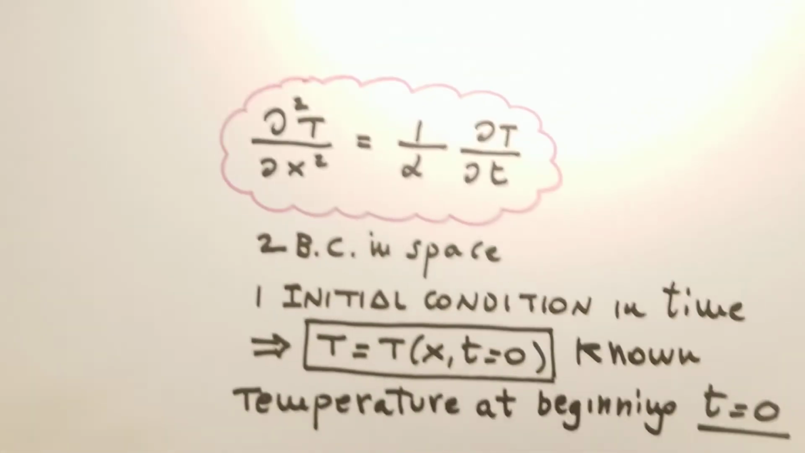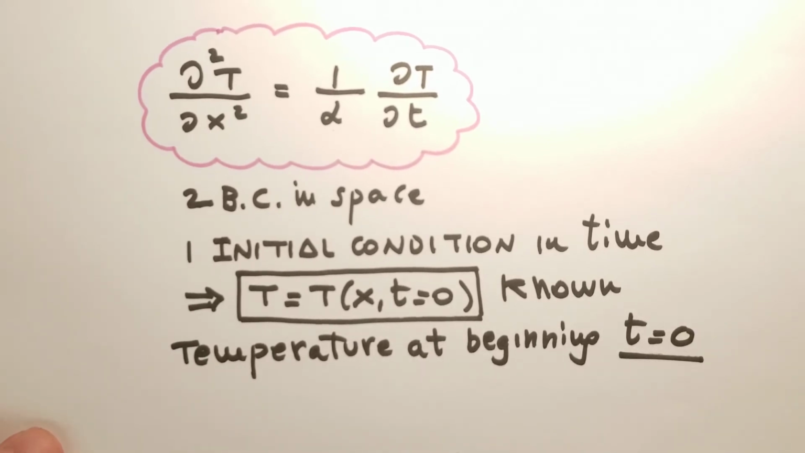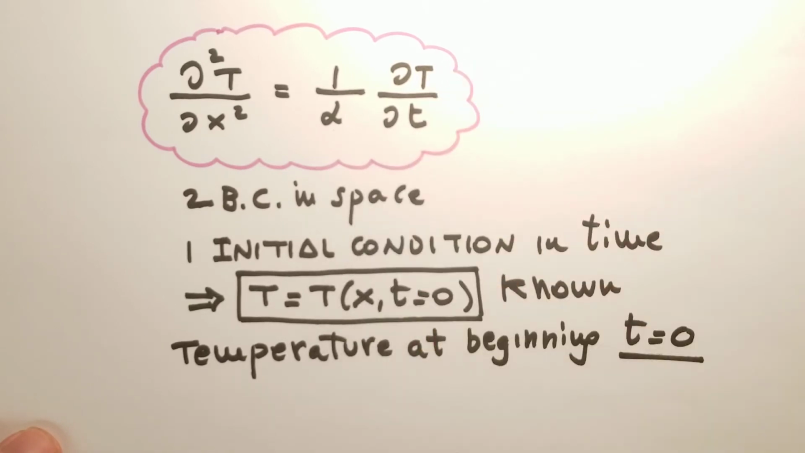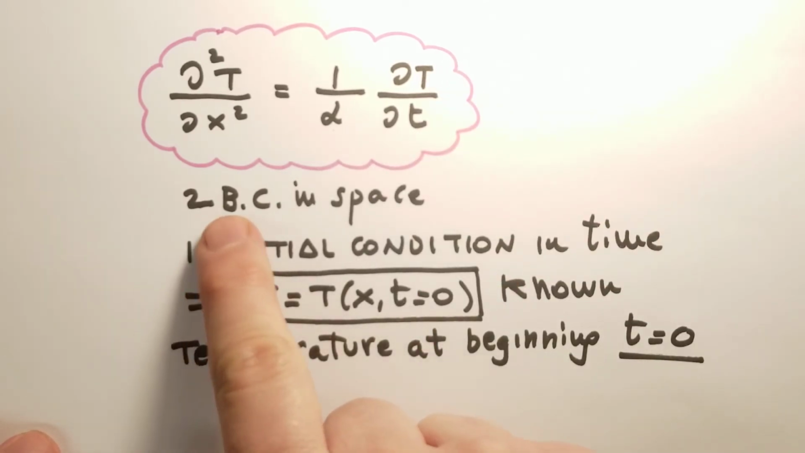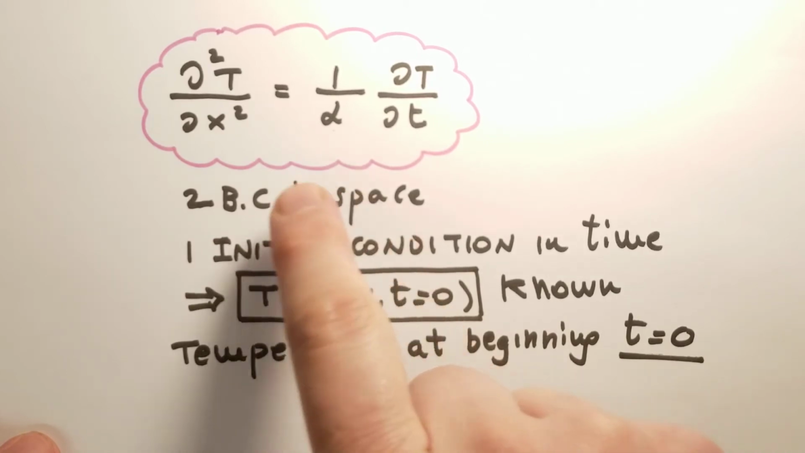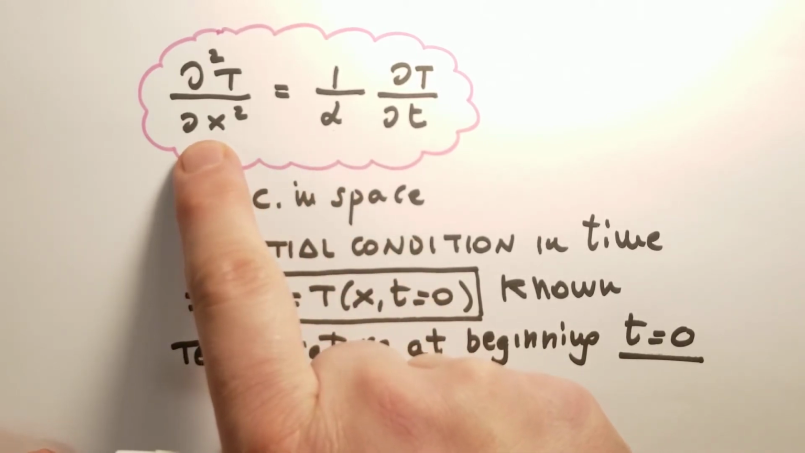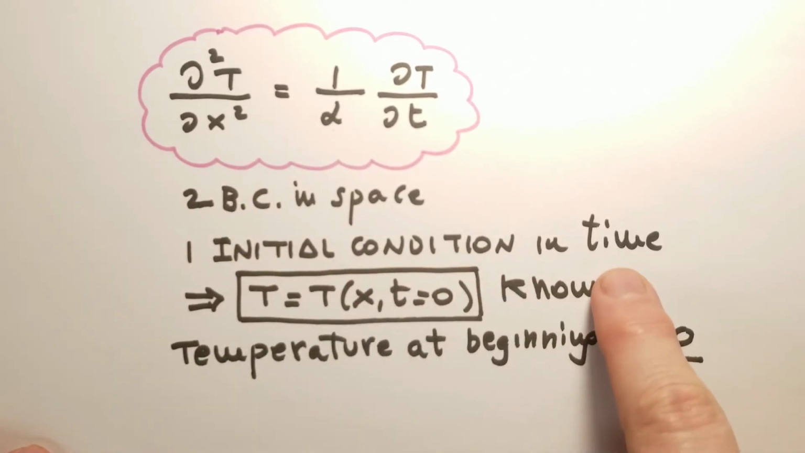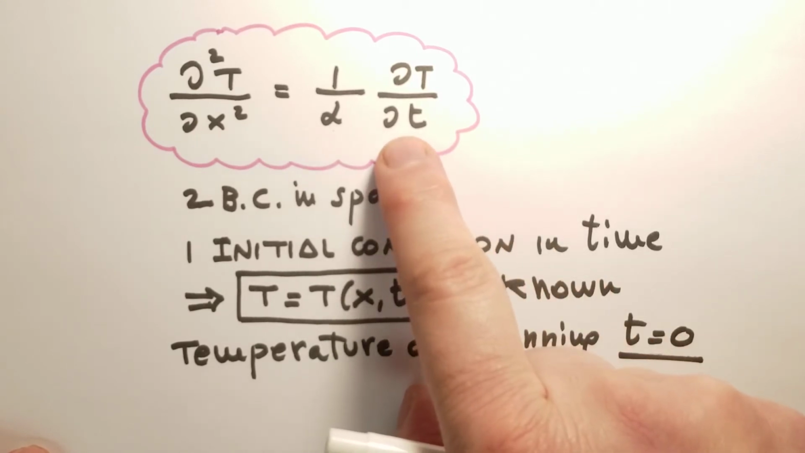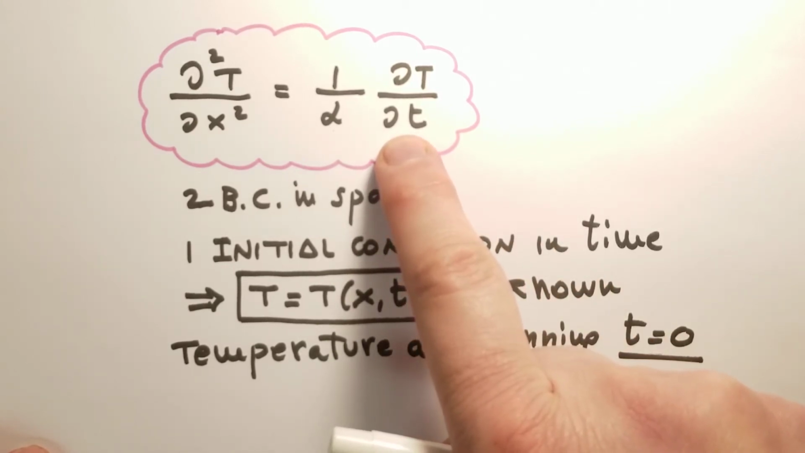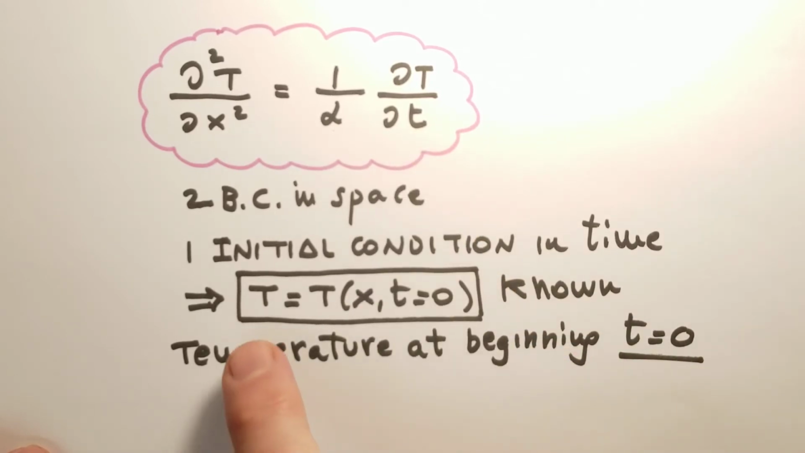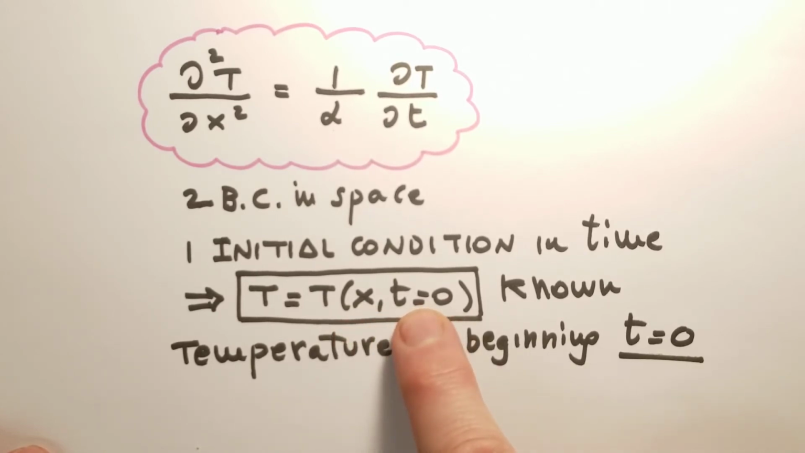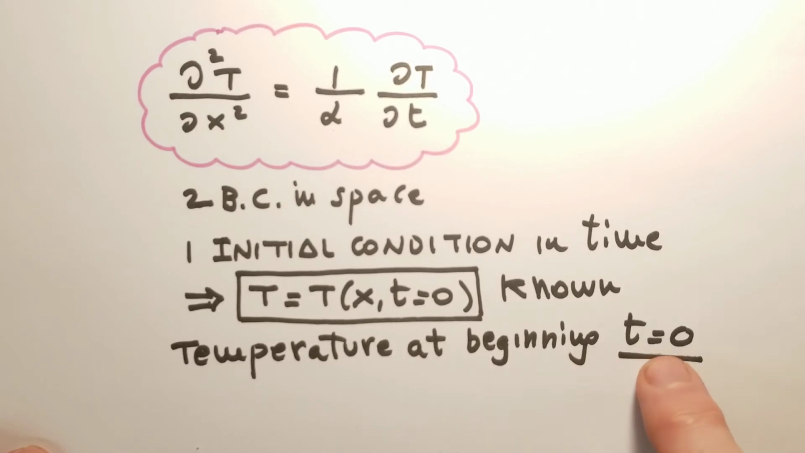If we have an unsteady problem, for example this one, now we have the partial derivative of the temperature with respect to time. We still need 2 boundary conditions in space because we have a second derivative of temperature with respect to x, but we need only 1 initial condition in time because we have the first derivative of the temperature with respect to time. We just need to specify the temperature at every point in space at time equals 0, for example. So we know the temperature at the beginning.